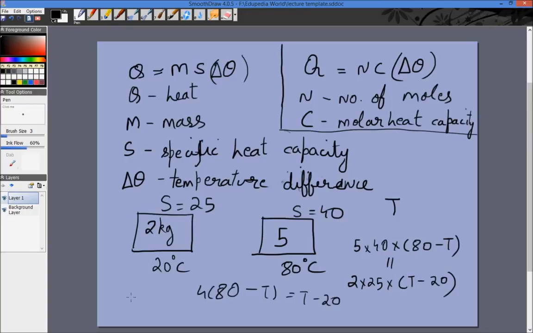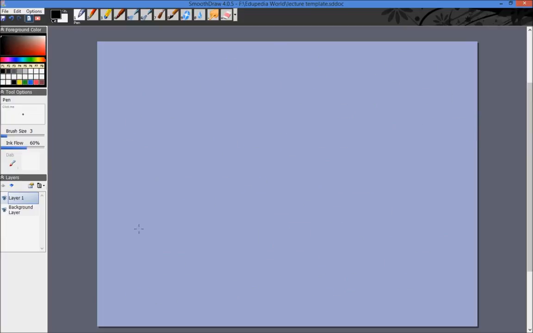That gives me 320 is equal to 5T plus 20. 340 is equal to 5T, or it gives me T is equal to 68 degrees centigrade. We can see, as we knew already, that this temperature lies between 20 degrees centigrade and 80 degrees centigrade. Right. Now, this is one particular type of equation of heat in which we are involving change in temperature.